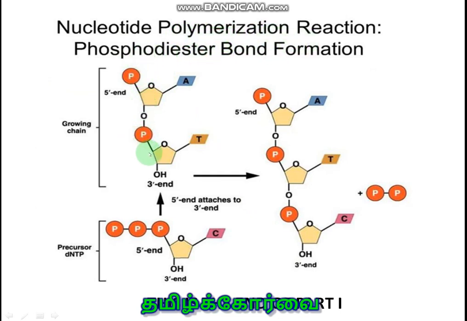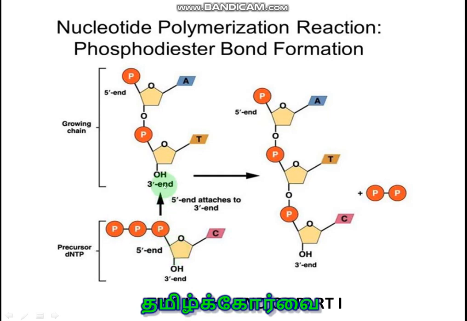Phosphodiester bonds are already formed, you see, between two nucleotides. And here a new nucleotide is coming. Always the free nucleotide in the cell is present in the form of, for example, adenine means adenosine triphosphate, with three phosphates. Very clear. So in the same way, guanosine triphosphate, cytosine triphosphate, likewise they are present.